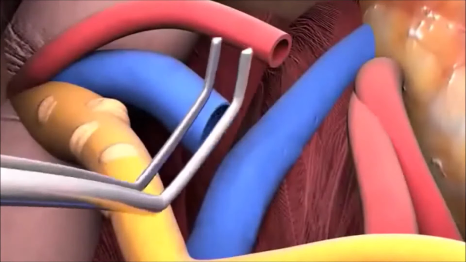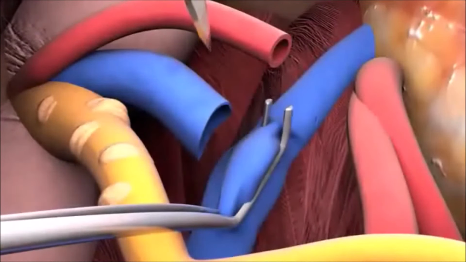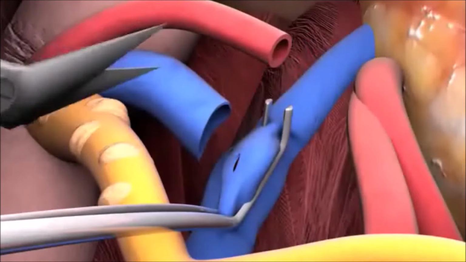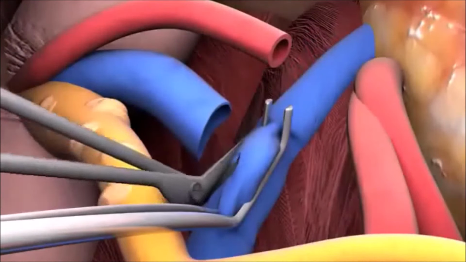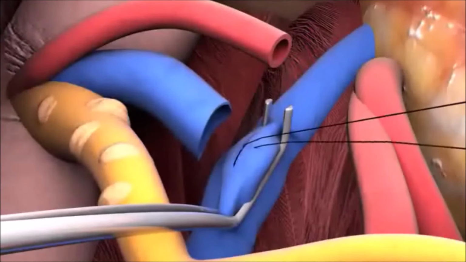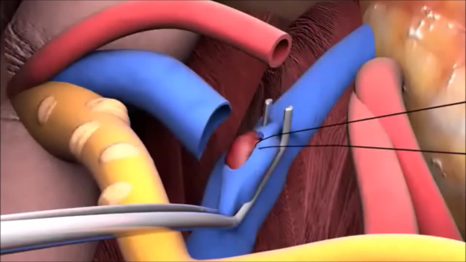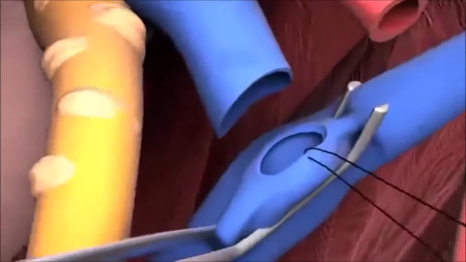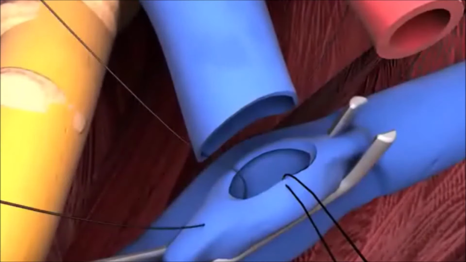The iliac vein is clamped and cut. And the incision is extended. A supporting pull-out stitch is placed on the medial side to keep the lumen open. A heparin solution is used to rinse and clean the lumen from blood and small thrombotic material.